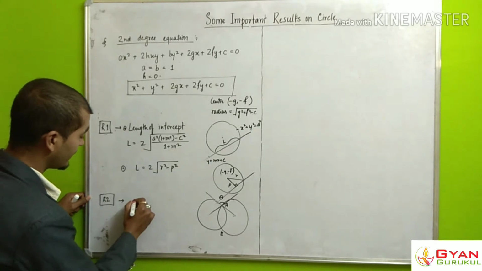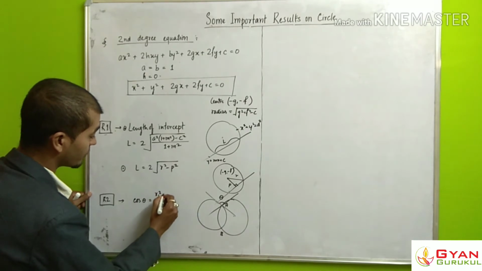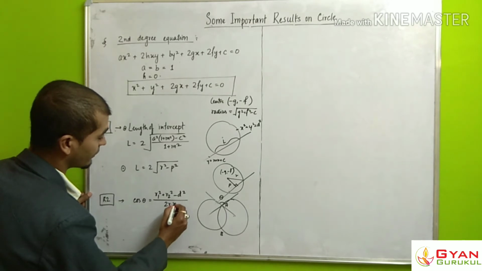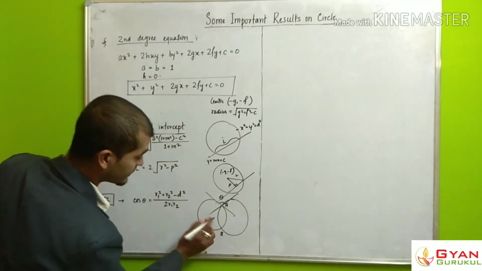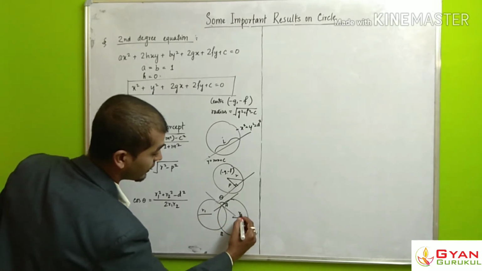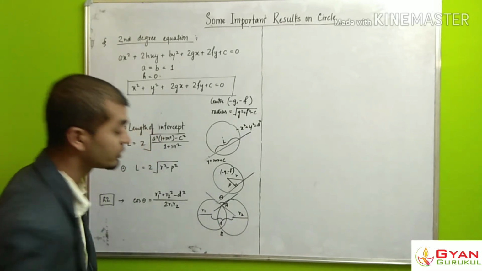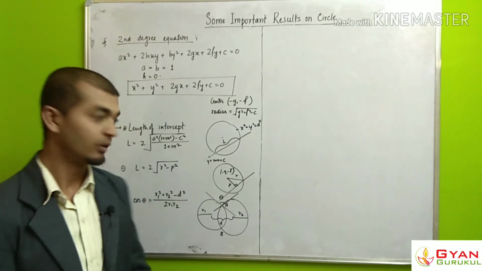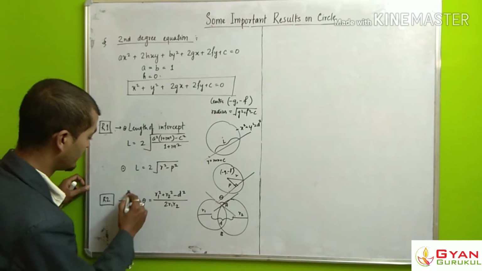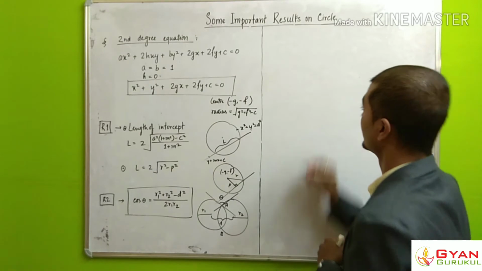To find that angle, we will use the formula cos theta equals r1 square plus r2 square minus d square, divided by twice r1 into r2. Now what are r1 and r2? r1 and r2 are the respective radii of the two circles, and d is the distance between the centers of the two circles. Clear? Don't forget what the symbols mean in this formula. So we have done the angle. Next, moving on to the next result.